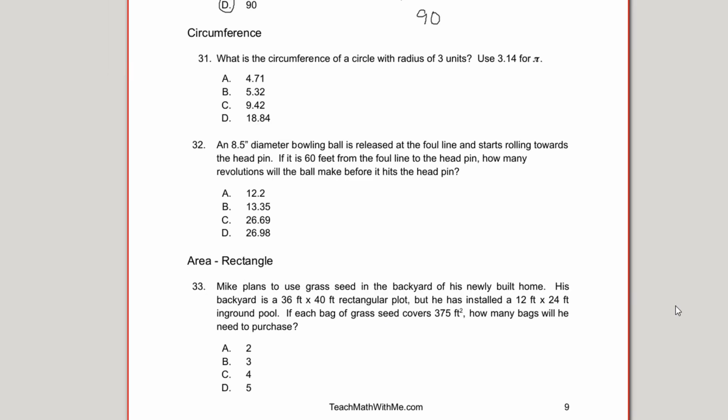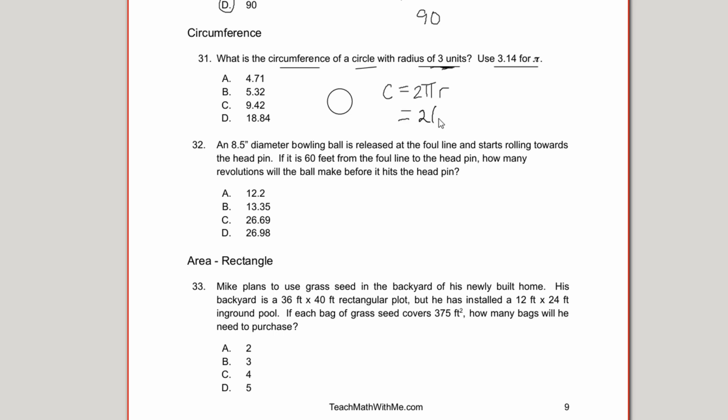Looking at circumference, number 31, what is the circumference of a circle with a radius of 3 units? And it tells us to use 3.14 for pi. Circumference is what we use for perimeter of a circle. So with this circle, we're looking around the circle. That's what we're looking for. And we have a formula that you should be familiar with. The circumference is equal to 2 pi r. R being the radius. And we're given the radius here, and we have a value to plug in for pi.